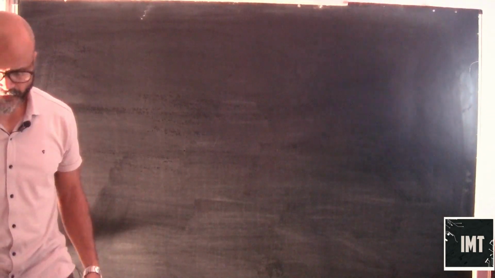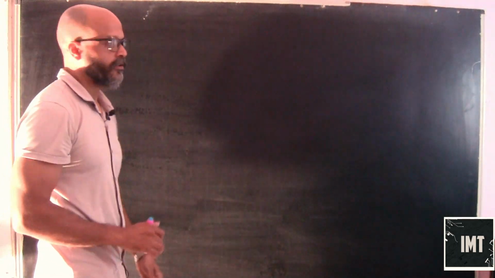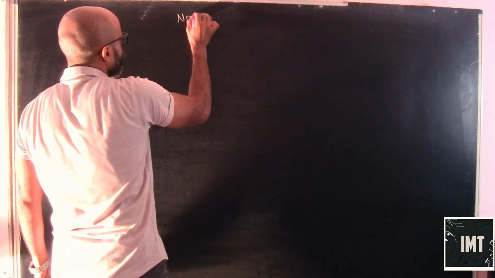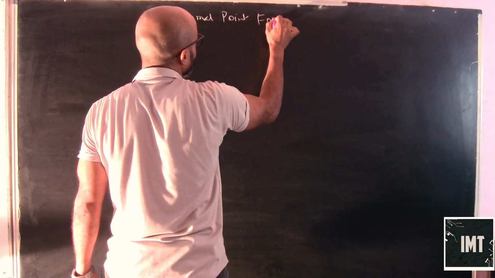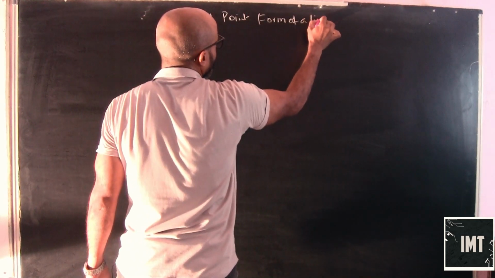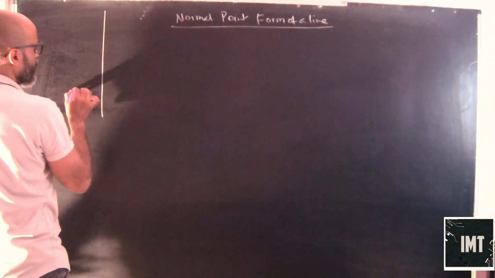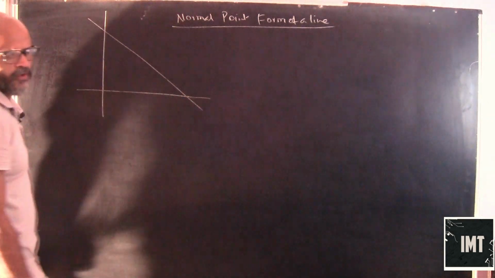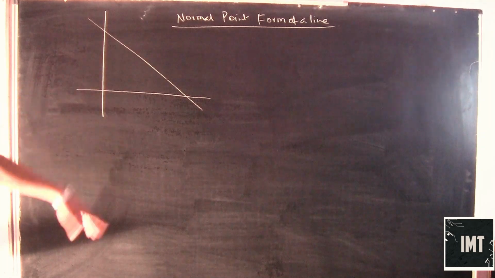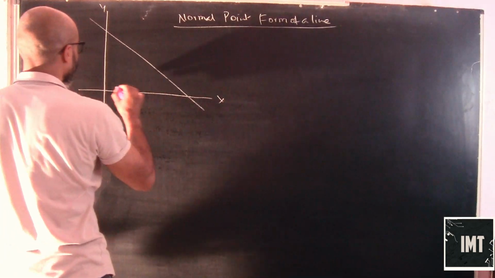Okay, so we will now discuss the normal point form of a line. Let's say we have a line here going like this. This will obviously be a line which is intersecting both the x and the y axis. We have the y axis here and the x axis here.